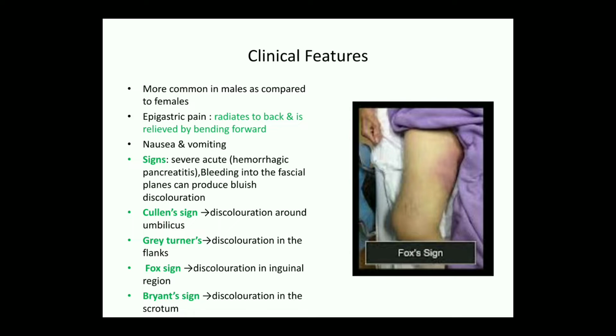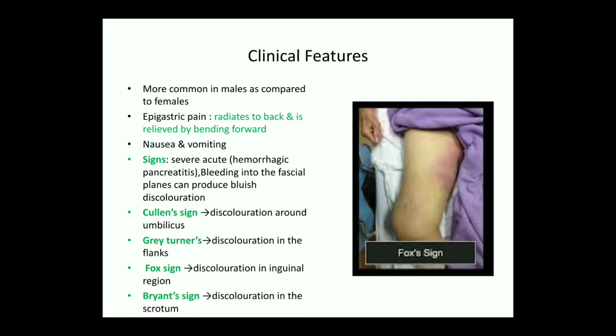Acute pancreatitis is more common in males as compared to females, and the patient will come with epigastric pain, which the patient will say is radiating to the back and is relieved by bending forward, and also comes with nausea and vomiting.